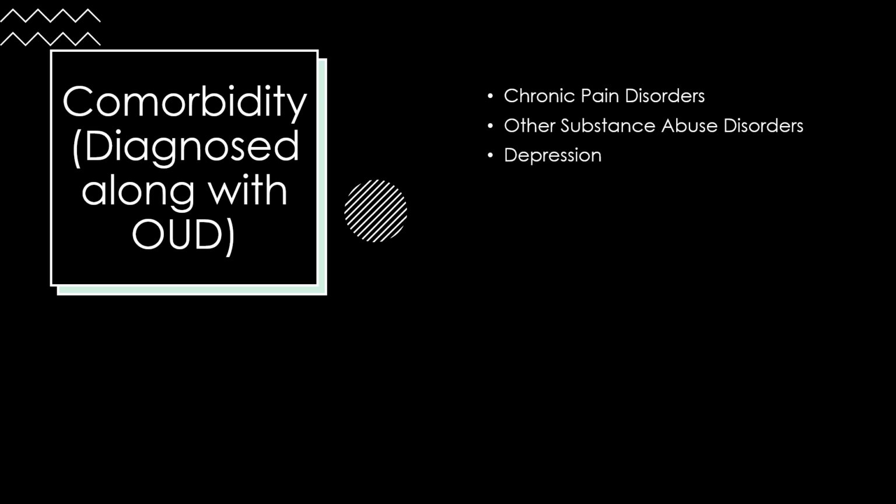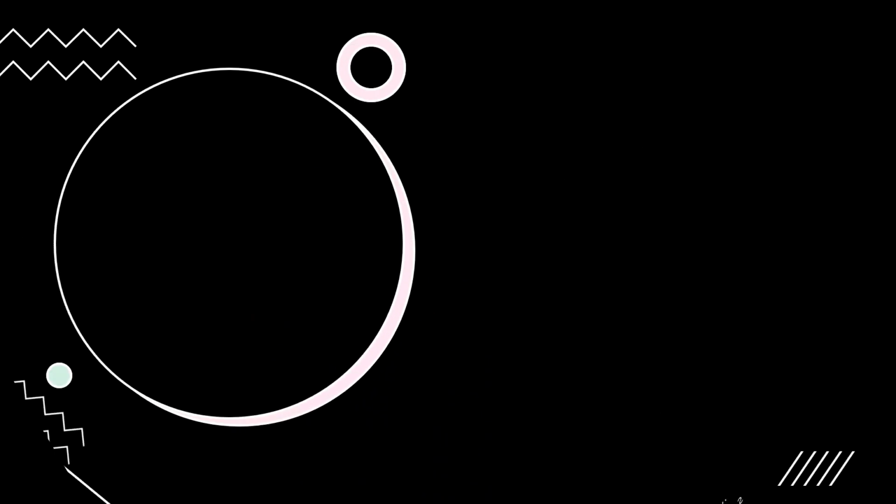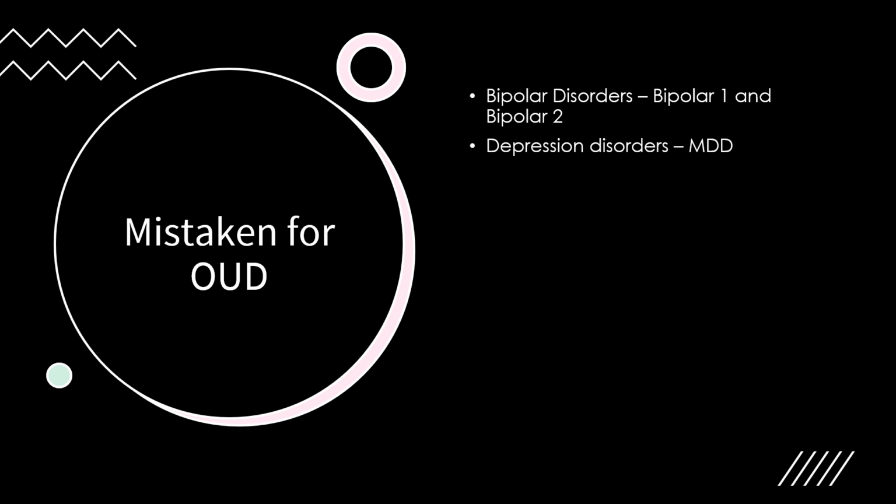Disorders diagnosed along with OUD: chronic pain disorders, other substance abuse disorders, depression, anxiety disorders. Disorders mistaken for OUD: bipolar disorders, including bipolar 1 and bipolar 2, depressive disorders such as MDD, and mood disorders.